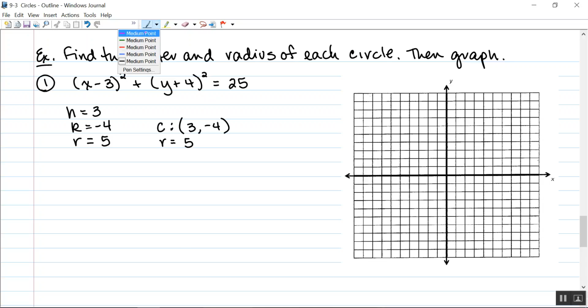So to graph that, I'll graph the point (3, negative 4). There's my center. And now my radius is 5, so I'm going to go 5 units in each direction: 5 units up, 5 units to the right, 5 units down, and 5 units to the left. That gives me a radius of 5. Then I'm going to connect those and try to make it look kind of like a circle. That's not too bad. Okay, that's how you do that one.